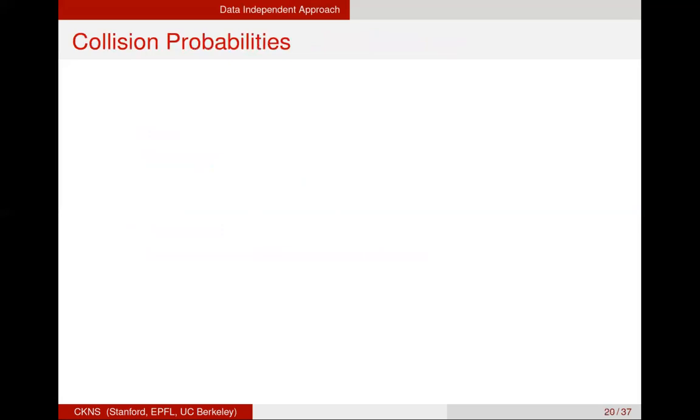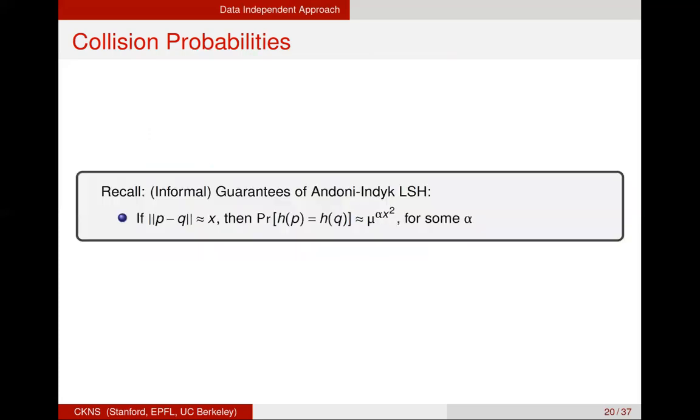In order to achieve this, we need to set parameters in such a way that we get a constant number of points from each distance in our query's bucket. First, let's look at collision probabilities using Andoni-Indyk LSH. For simplicity of the calculations, we are stating the collision probabilities in terms of mu. Assume that it's mu raised to the power alpha times x squared, for some alpha that we are going to set, and we can achieve this family by just concatenating a bunch of Andoni-Indyk LSH hash functions.